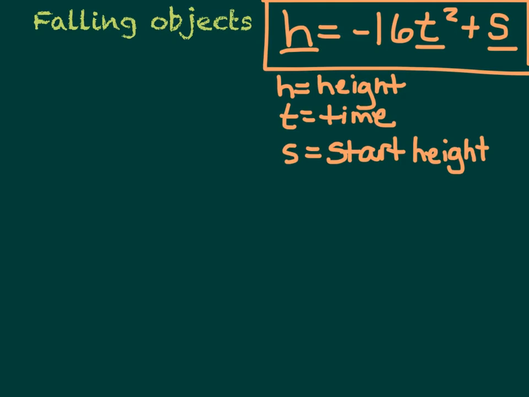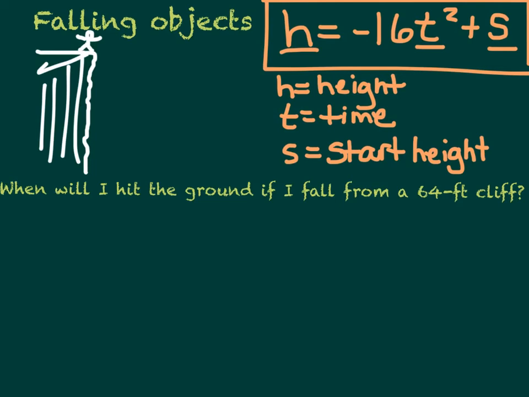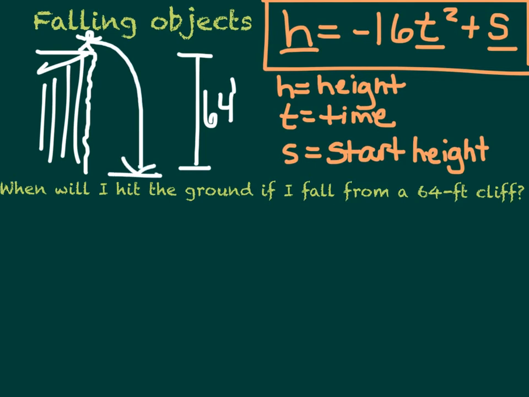All right, so let's do an example. When will I hit the ground if I fall from a 64-foot cliff? So here's a 64-foot cliff. Here's me. Ooh, I fall, splat. How long will it take for me when I leave the cliff to when I hit the ground? How long will that take?